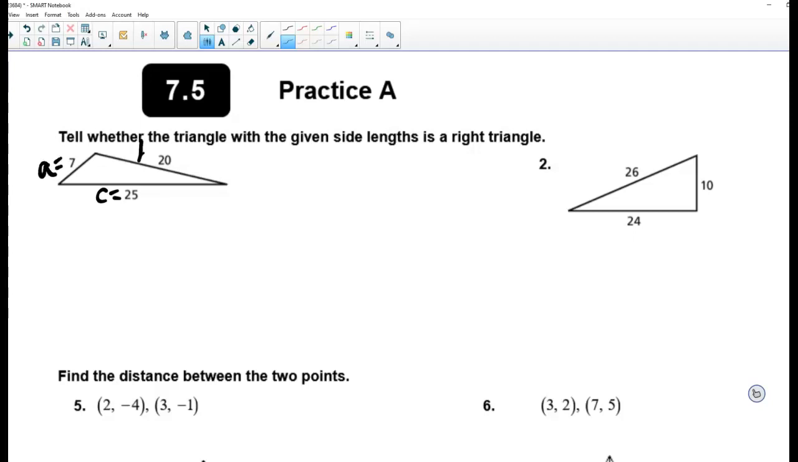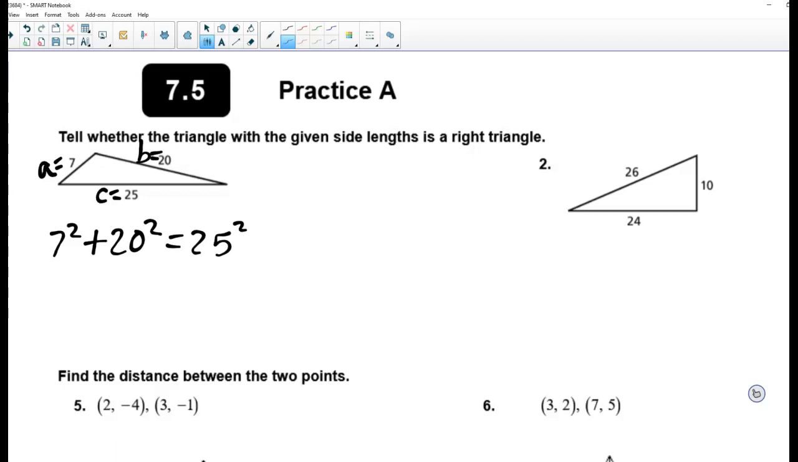Let's just pretend that's A and B. We always find the C first because we know it's the biggest number. It has to be. And then we just plug these in and see if they are equal. So 7 squared plus 20 squared. So I took both those sides. Does that equal 25 squared?